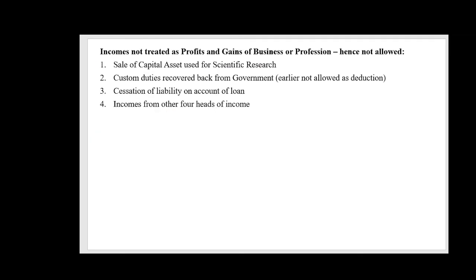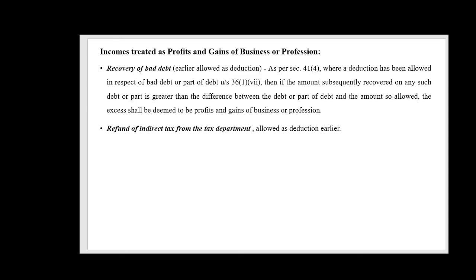Moving ahead to incomes which are not treated as profits and gains of business or profession, hence it is not allowed. These are only some of the examples. One is sale of capital asset used for scientific research, not allowed. Custom duties recovered back from government, earlier not allowed as deduction, is not allowed. Cessation of liability on account of loan is not allowed, and incomes from other four heads of income are not allowed.